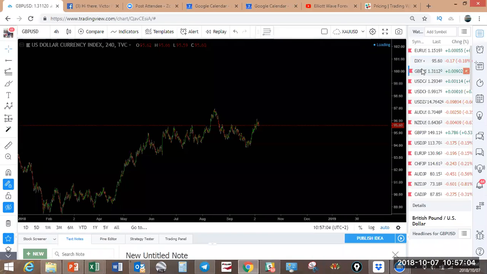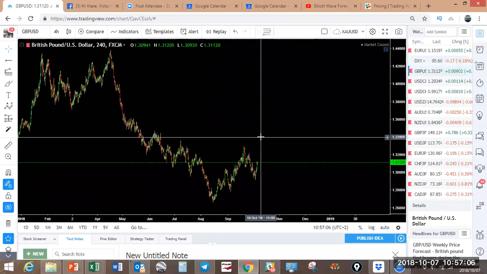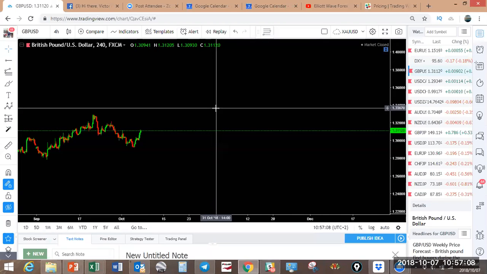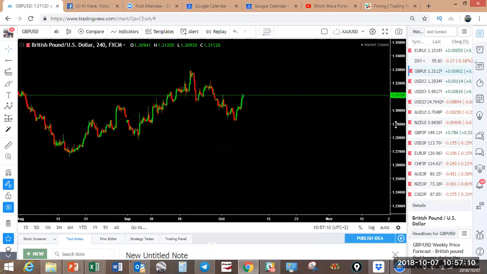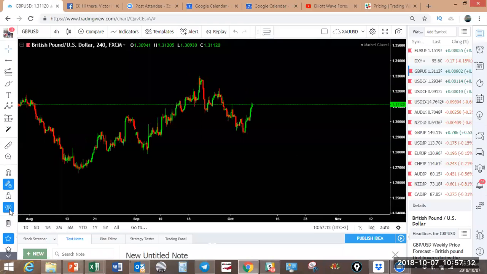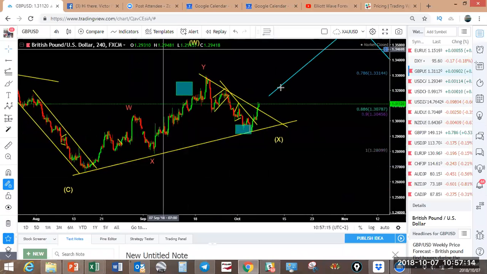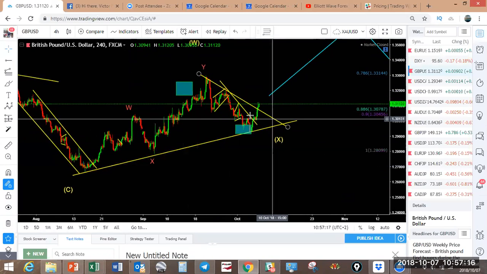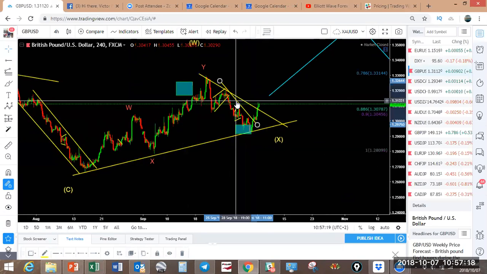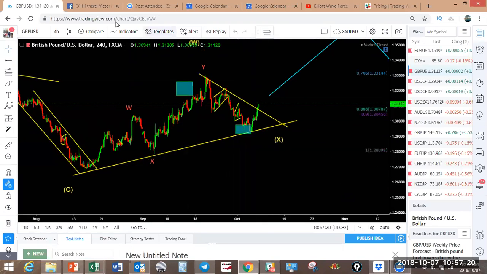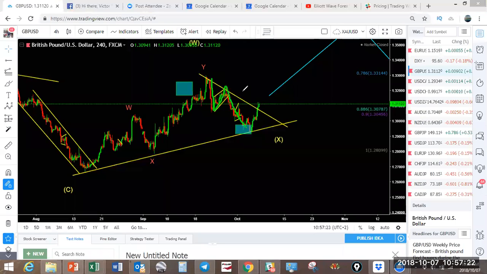Now, what are we looking at? Pound US dollar. What did we say last week? Last week we were waiting for this to come down into the blue box area. We waited for it to come down into the blue box area, making a 1, 2, 3 move, a 3-wave move. This was correcting, and I said we're going to get into the blue box, and from the blue box we're going to push higher.